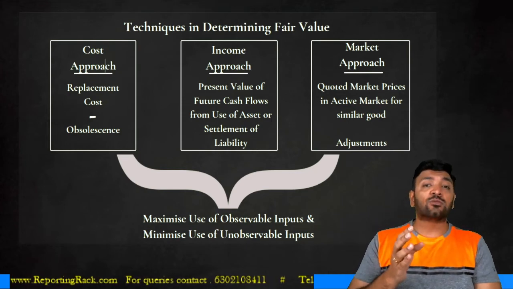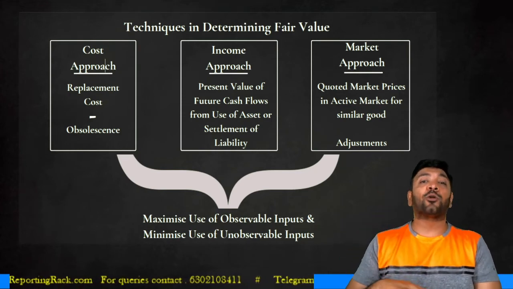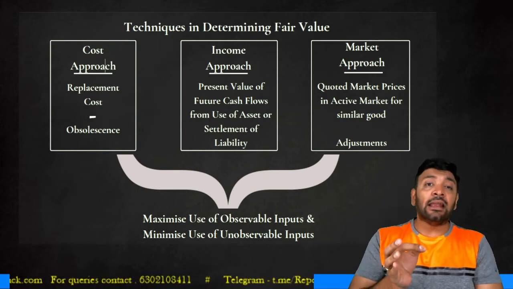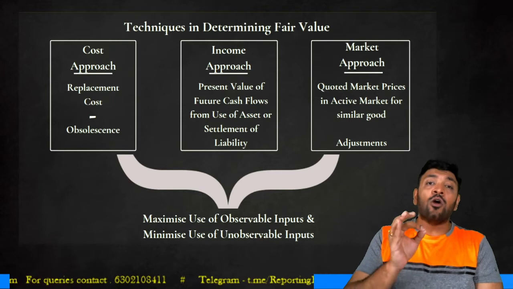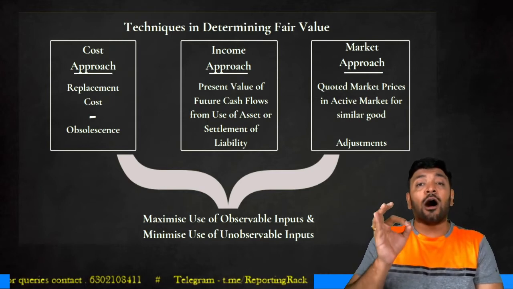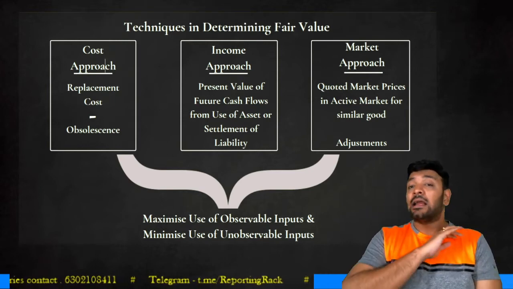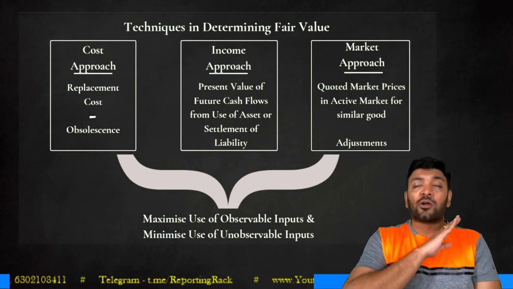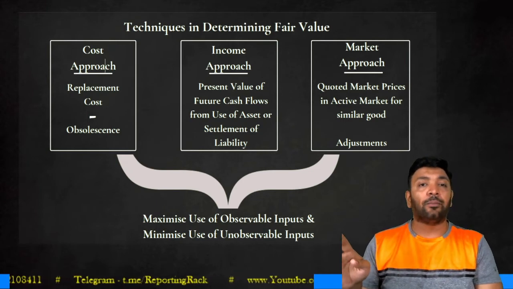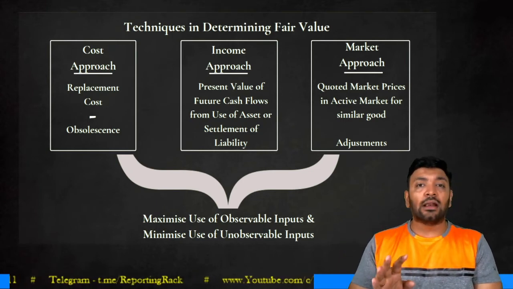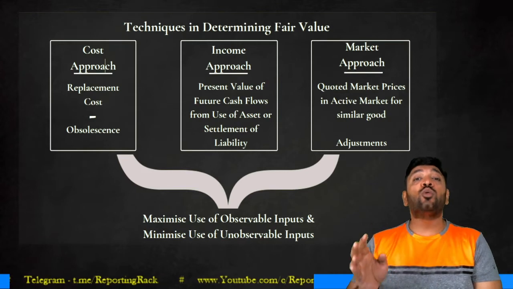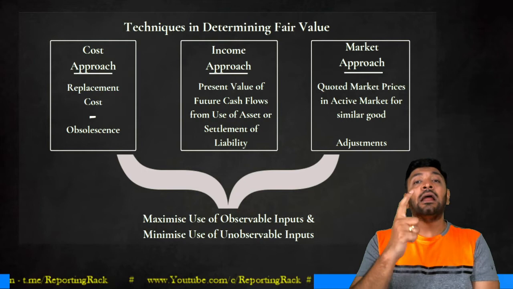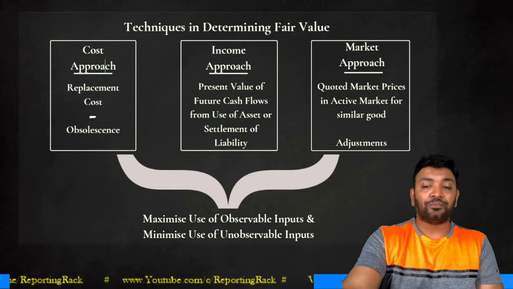The standard Ind AS 113 prescribes a different approach for determination of fair value of a non-financial asset. Similarly, the standard Ind AS 113 also determines the fair value of a financial liability in a completely different approach, where the cost approach, income approach, and market approach are not necessary to be applied. So what are these two exceptions, and how do I determine fair value for these two exceptions, that is regarding a financial liability and a non-financial asset?